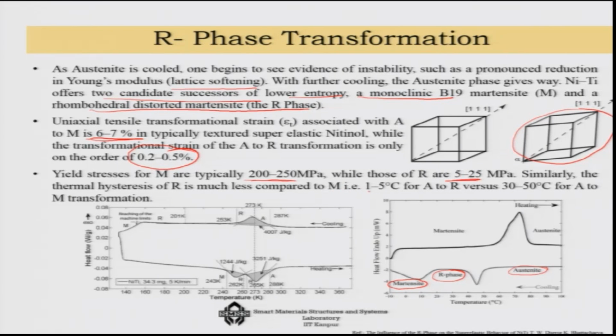and thermal hysteresis however, in the R phase is much less, it is about 1 to 5 degree in comparison to A to M, which is about 30 to 50 degree centigrade. Okay. So, A to R is 1 to 5 degree and A to M is 30 to 50 degree centigrade. So, it has a smaller hysteresis, but it is a softened stage, its yield stress is less and the transformational strain is much less in the R phase transformation of the system.